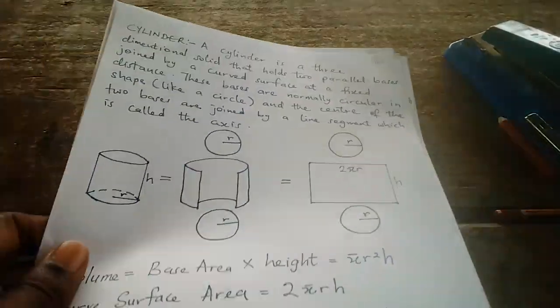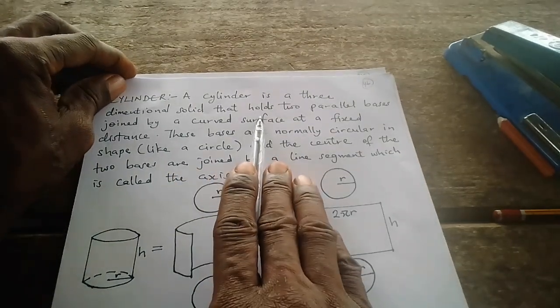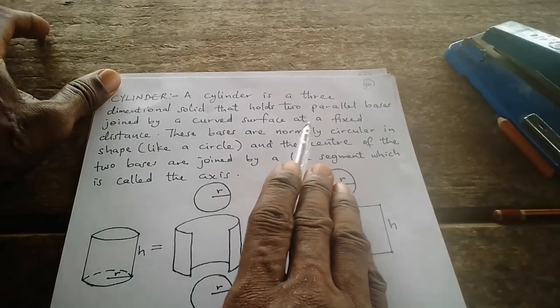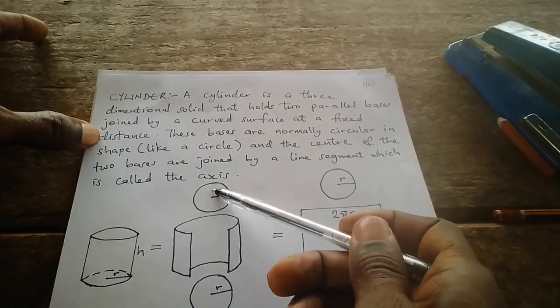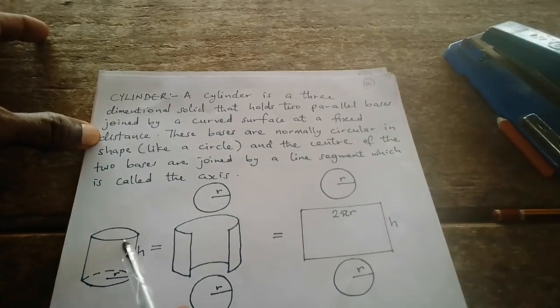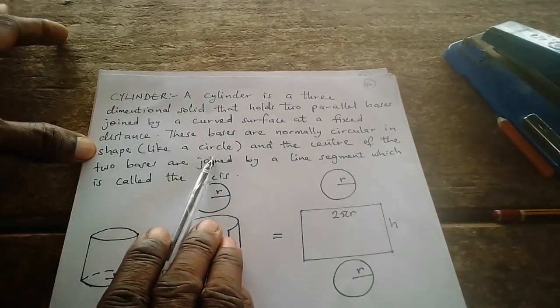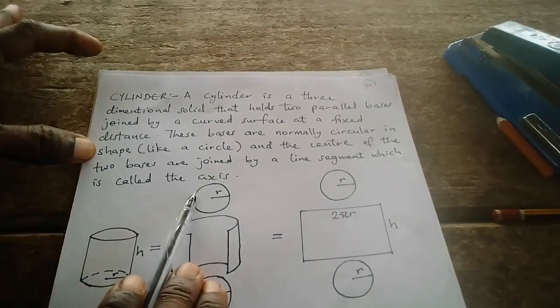Now let's move on to the cylinder. A cylinder is a three-dimensional solid that has two parallel bases joined by a curved surface at a fixed distance. The two bases, the top which is a circle and the bottom which is a circle, are these. Then this side that is curved is this. These bases are normally circular in shape, and the centers of the bases are joined by a line segment which is called the axis.